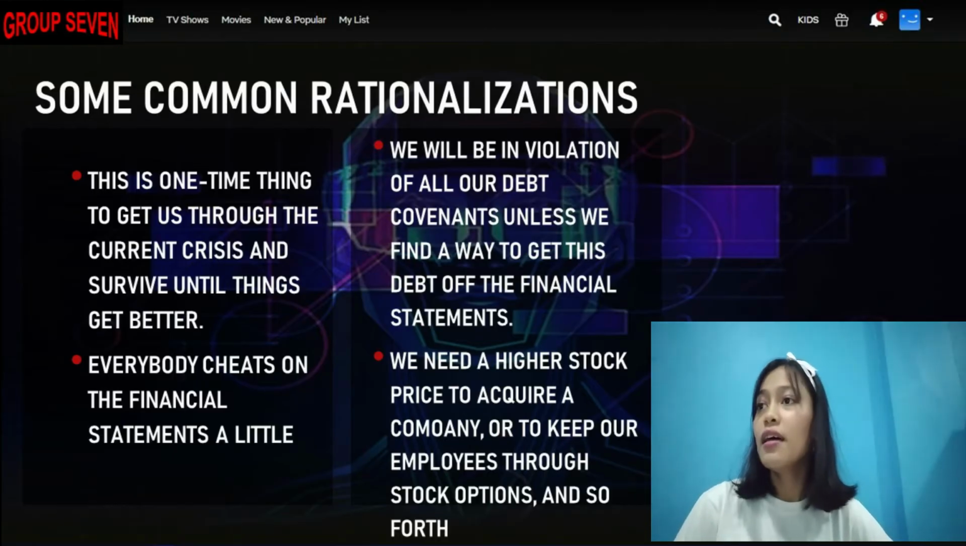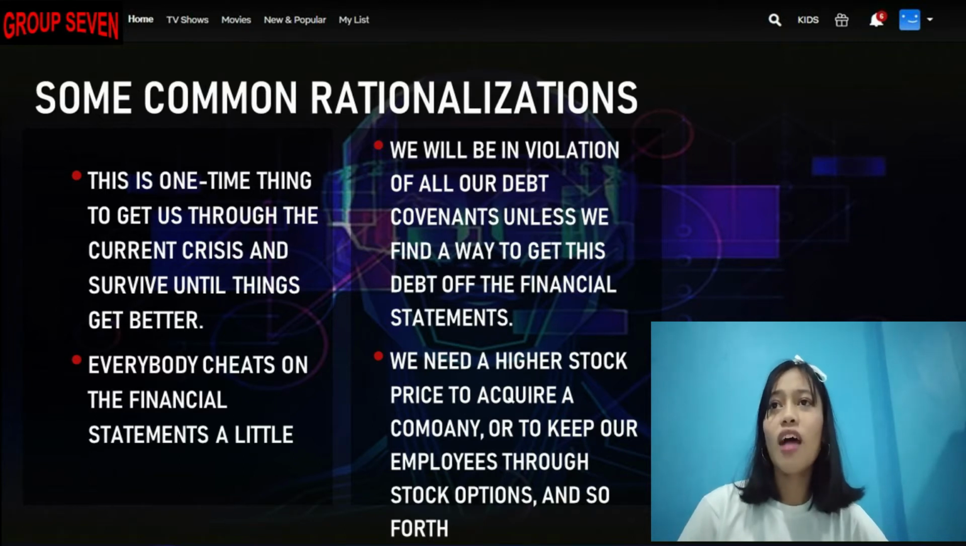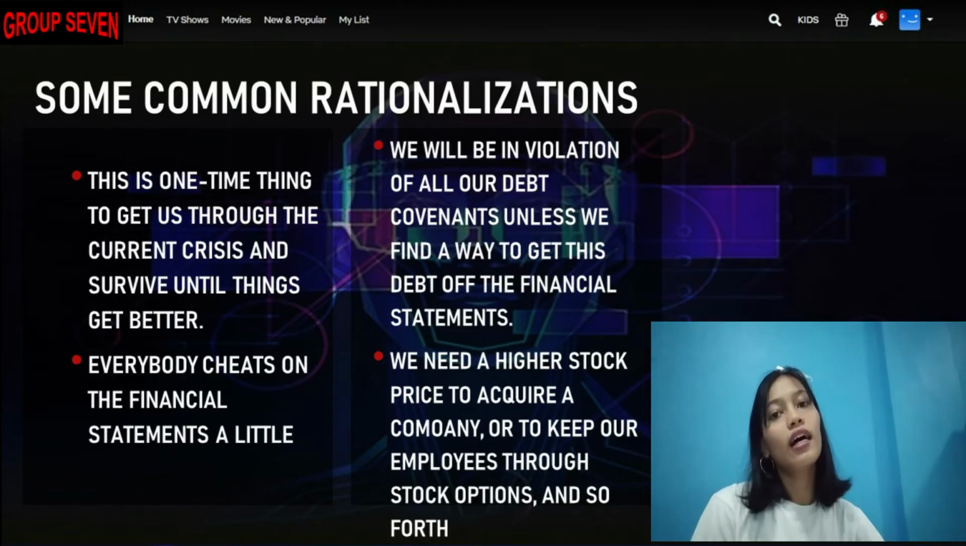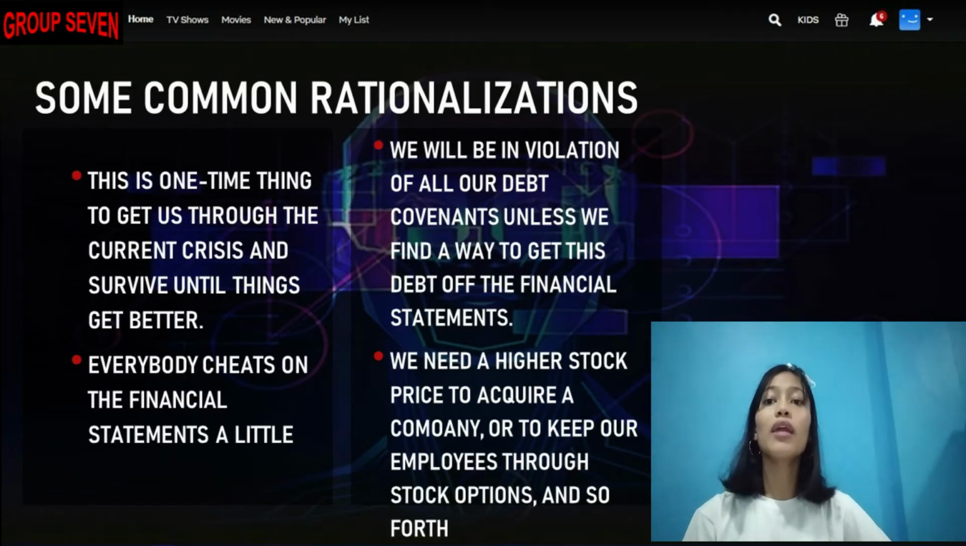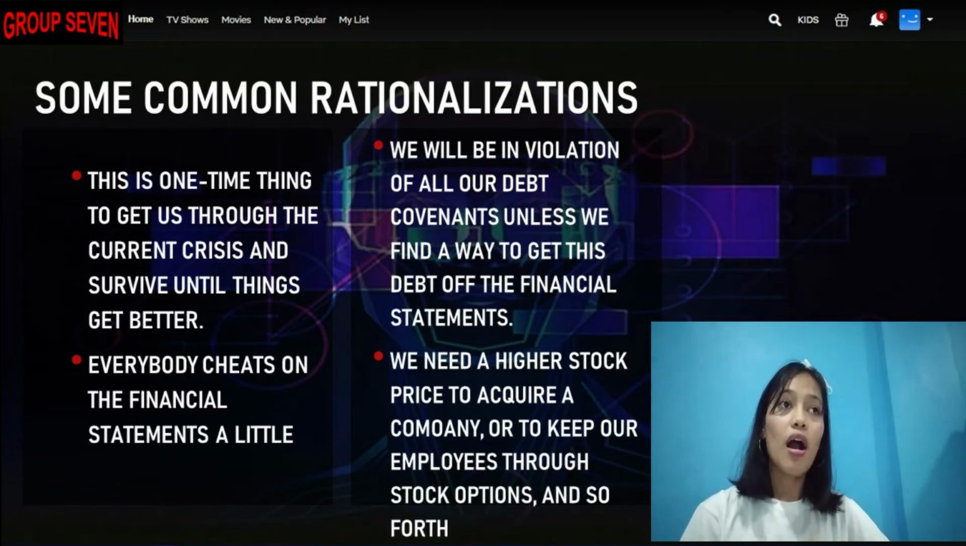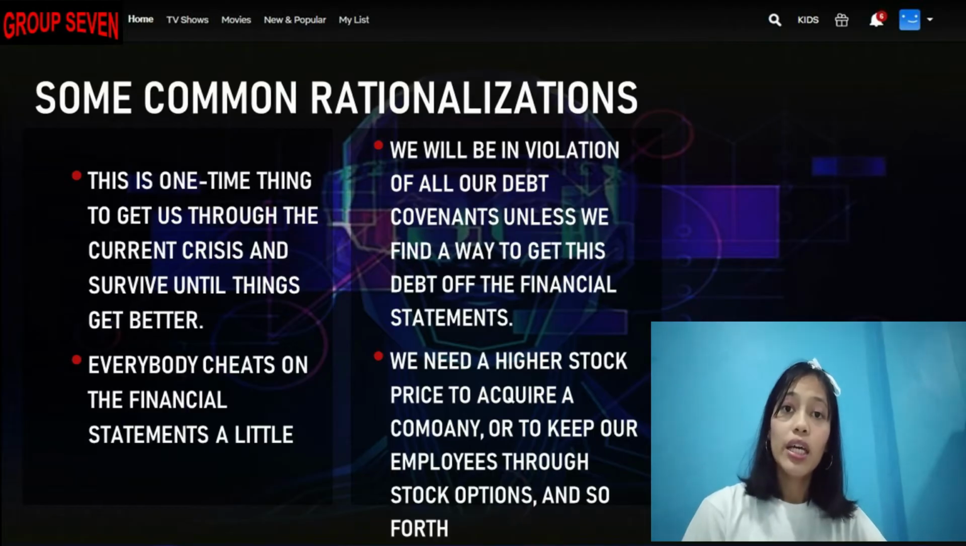fraud. Then, we have lastly na example is, we need a higher stock price to acquire the company XYZ or to keep our employees through stock options and so forth. Hindi. Marami akong maliligtas na mga manggagawa dito na pamilya. Kasi kapag hindi bumagsak yung company na to at napaunlad pa namin at nakabili pa kami ng, maka-acquire pa kami ng ibang company, is lalago yung mga pinagkakitaan ng mga employee niya. Kaya gagawin namin yung fraud.